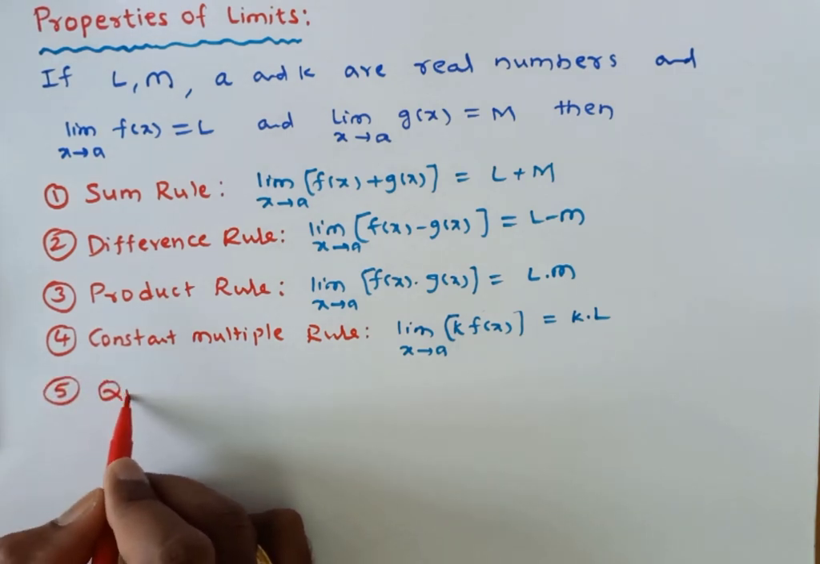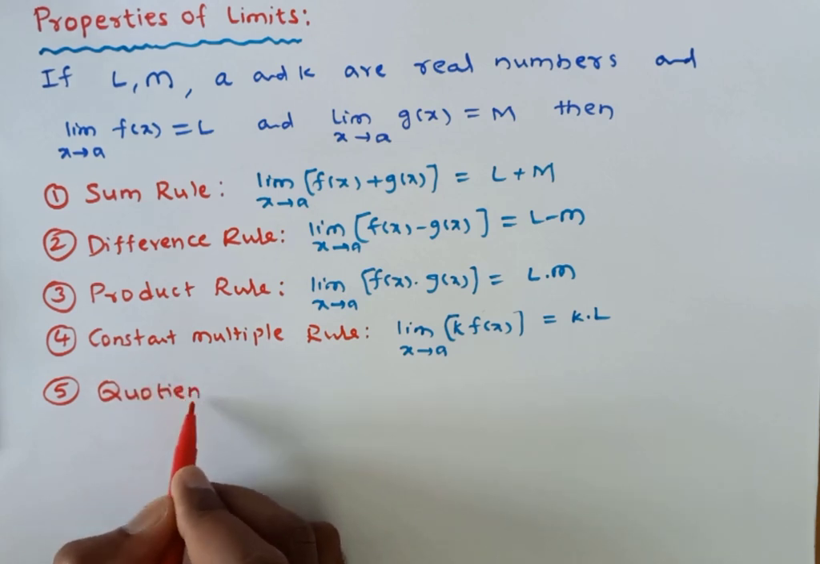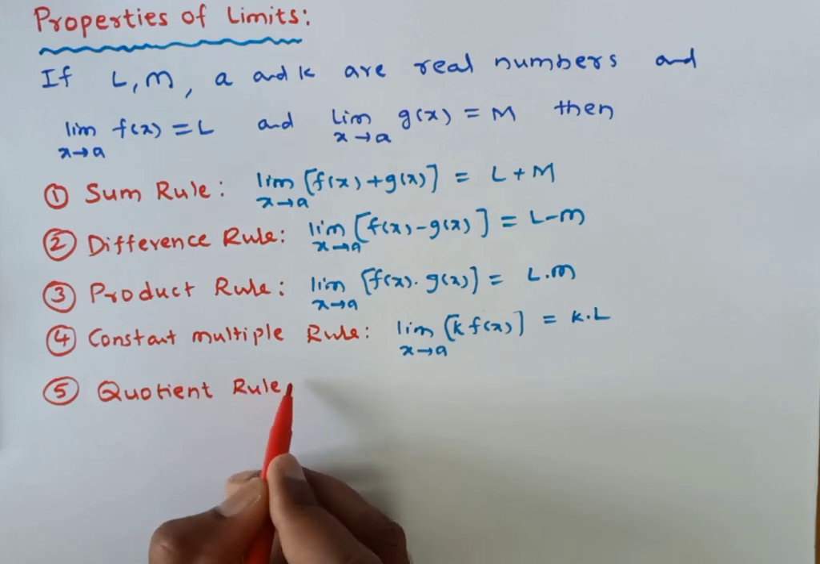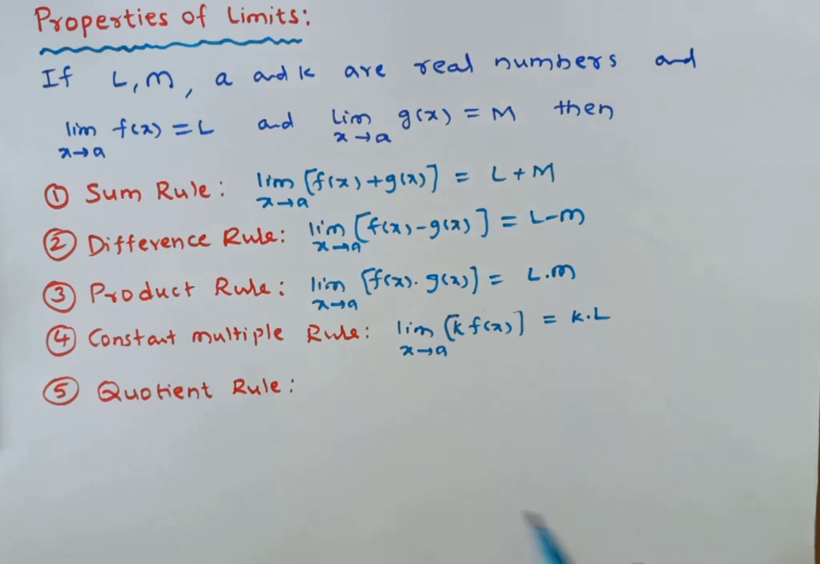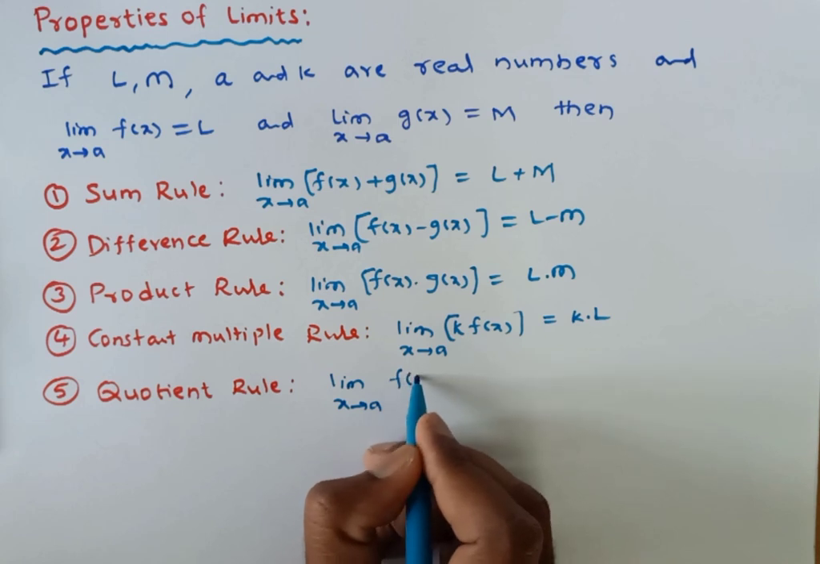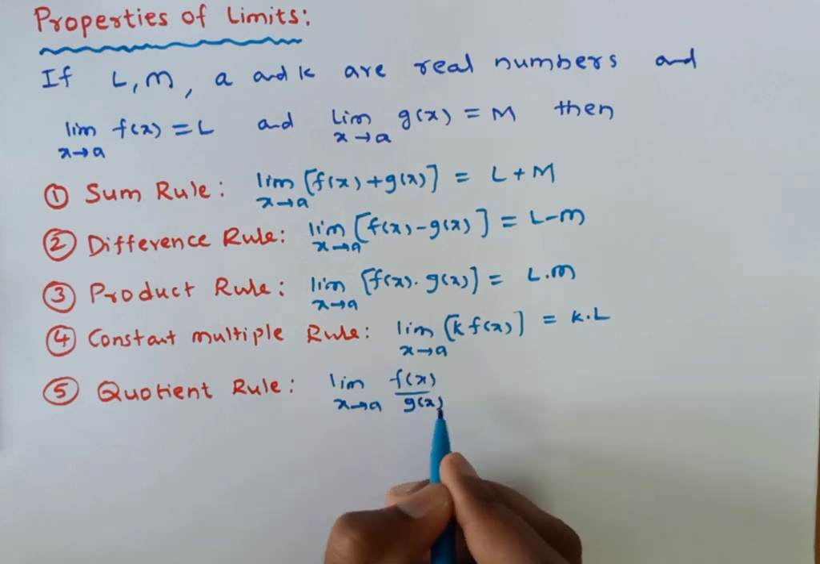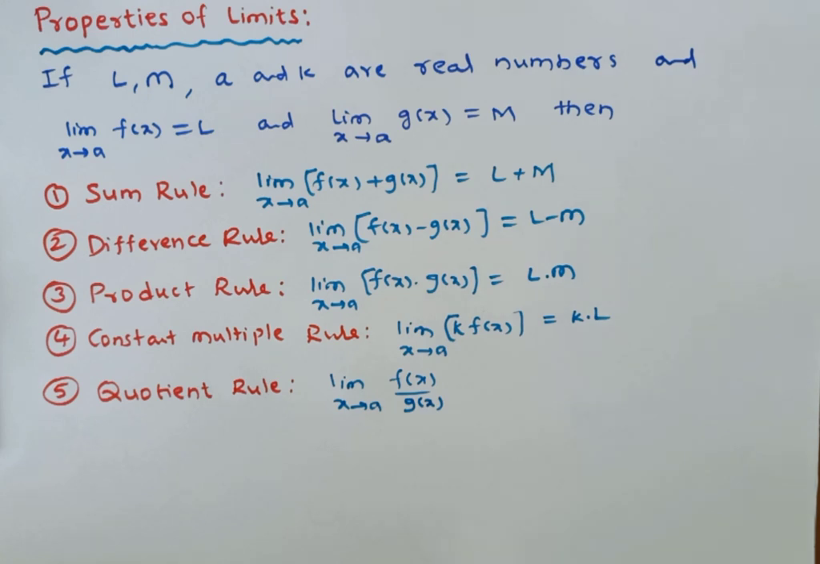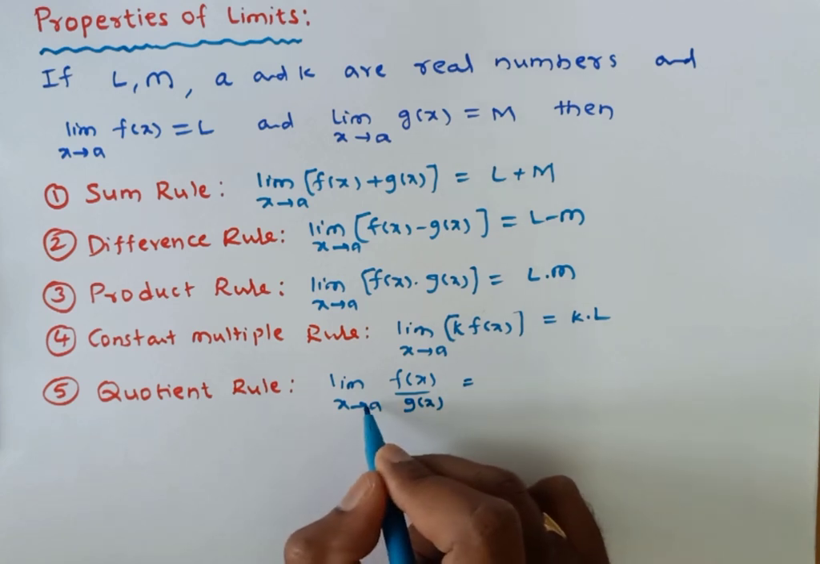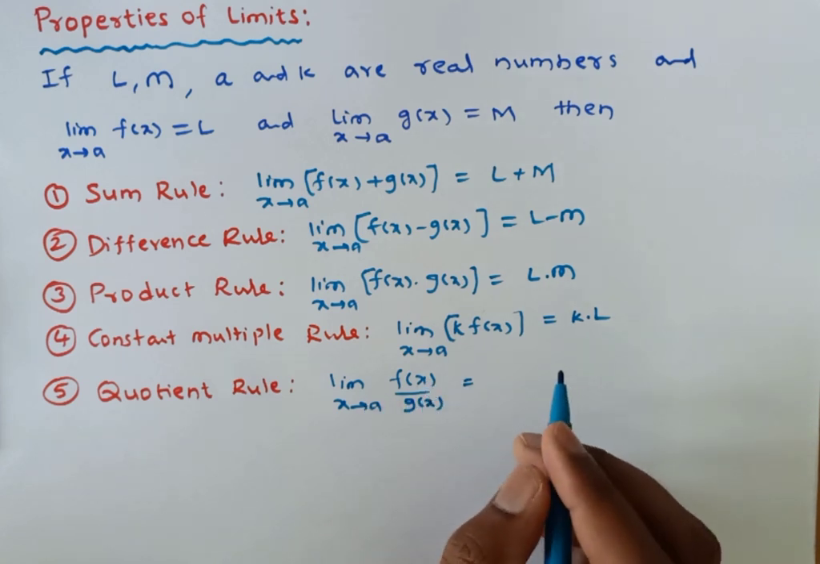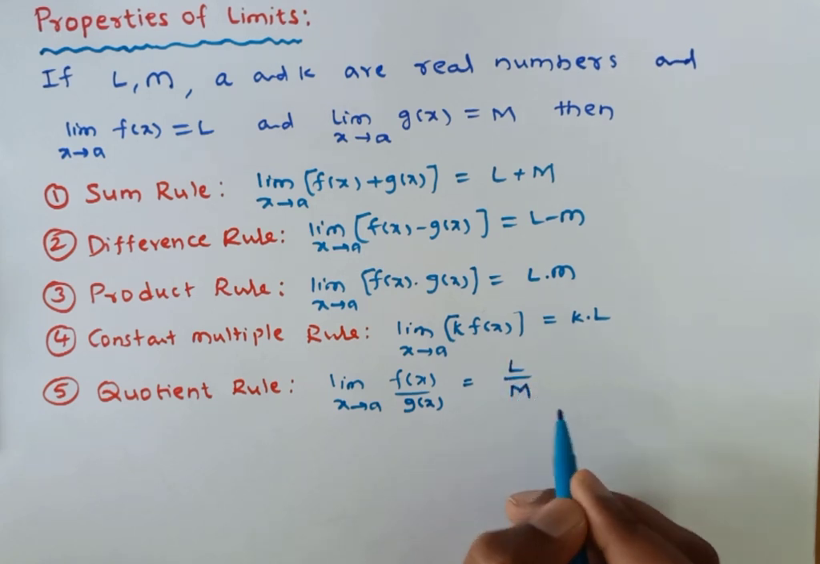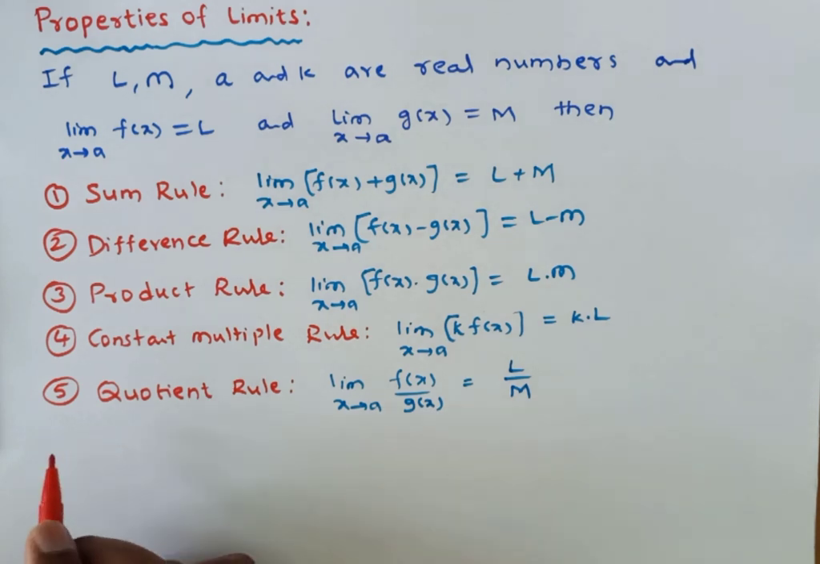Next, the quotient rule. You know the quotient is in the form of f by g. If the function is in the form f by g, how do we apply the limit to the entire function? The limit as x tends to a of f of x by g of x. Here we apply the limit to the numerator and denominator: the limit of f of x divided by the limit of g of x. So the numerator is L and the denominator is M. And finally, the power rule.